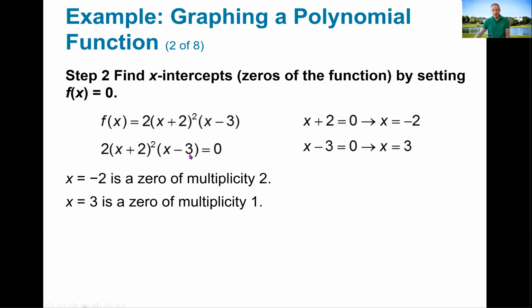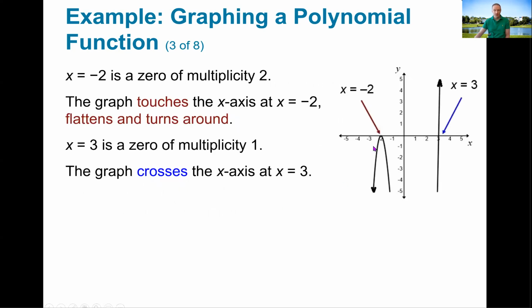Now, the solution 3 only comes once, which will mean it will cross at 1. That's what I tried to show here. So I knew my function started low. I knew my function ended high. I know it's only going to touch at that root negative 2 that had multiplicity 2. And I know it's going to cross at the root of 3 that had multiplicity 1. So that's all I know from the multiplicities of the roots.